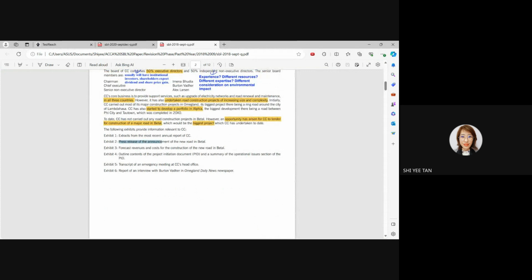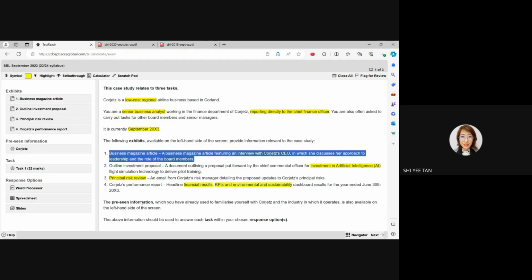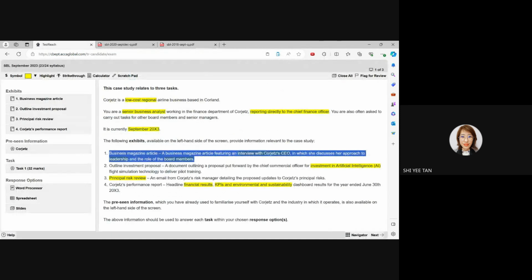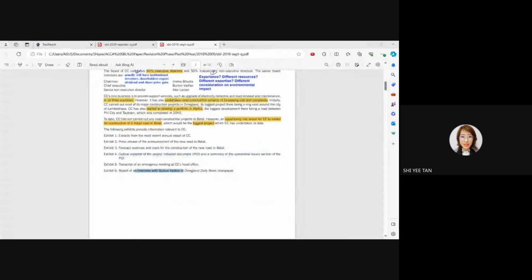Press release. Okay. Forecast revenue and cost. This one is still good. But it's much shorter if you see this compared to this one. Correct? It's much shorter, right? So sometimes you don't get an idea. Now, interview with Burton Beher. You don't get an idea on what the interview is all about. You have to read the exhibit, then only you will know what the interview is all about. Okay? Show you another one.